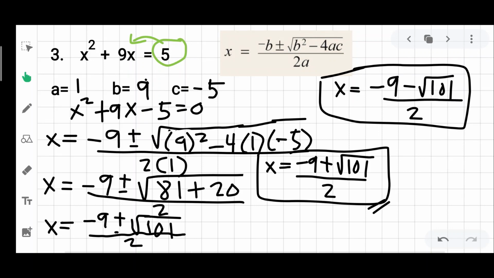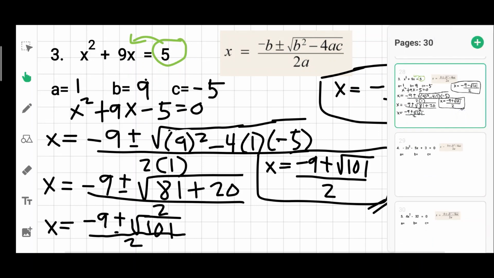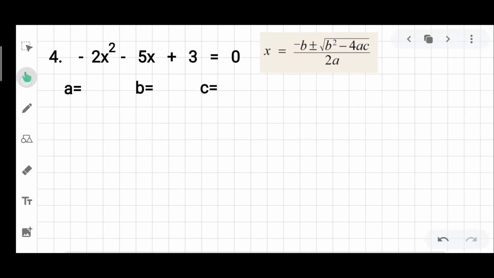For our fourth example, we have negative 2x squared minus 5x plus 3 equals 0. So, check muna natin kung naka-standard form. X squared, x, and then the constant equals 0. Okay, so tama, naka-standard form. Now, we can identify the values of A, B, and C. So, ano kaya ang value ng A? That is negative 2.